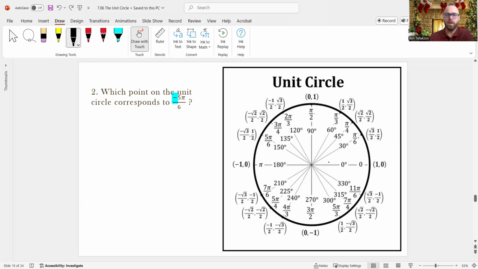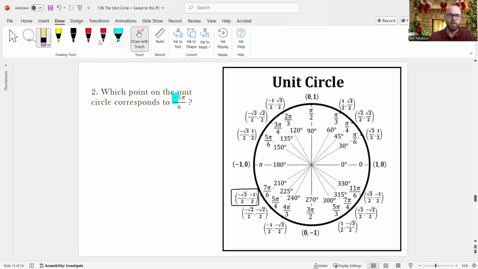Okay. One way is to say, okay, I know if I travel in the positive direction, 5 pi over 6 is there. Okay, that's this line. So if I go in the negative direction, the same distance, I'm going to be right here. So that tells me this point is the answer. That is the point. And that's one way to think about it.